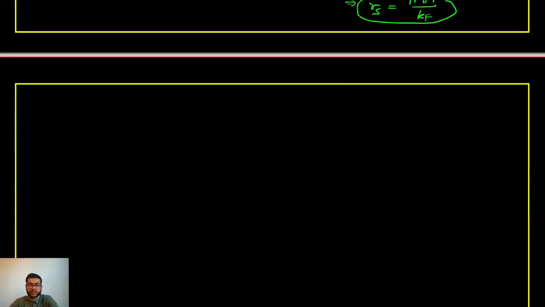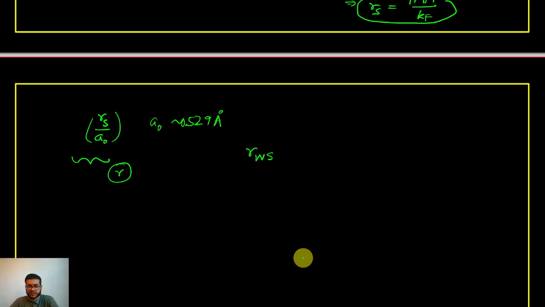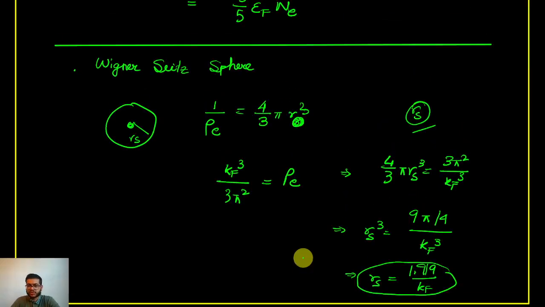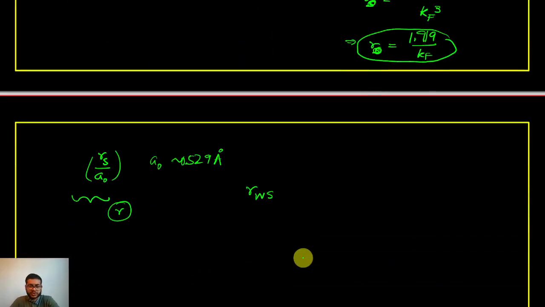So sometimes this quantity called Rs by a naught, where a naught is the Bohr radius, which is around 0.529 angstroms, is taken as a dimensionless quantity. So let's say this is called R Wigner-Seitz. Sometimes this is also denoted as r naught, just to be on the safer side with notation. This r naught by a naught is a very important quantity. This is used for characterizing metals.